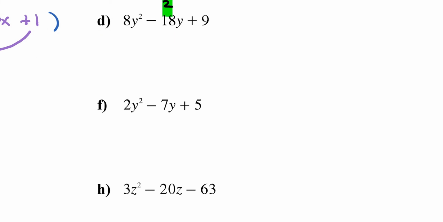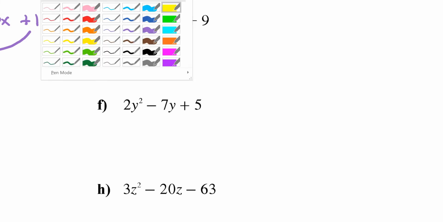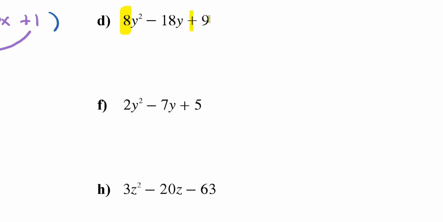Okay, let's move on to letter D now. So let's highlight the leading coefficient, which is 8, and the constant term there, which is 9. I need 2 numbers that multiply to 8, so I'm thinking 2 and 4, and 2 numbers that multiply to 9. Now, remember, there's a minus 18 there, so if your last term is positive and the middle term is negative, then both numbers have to be negative when you're multiplying to the last term. So 2 numbers that multiply to positive 9, both numbers have to be negative here to work.